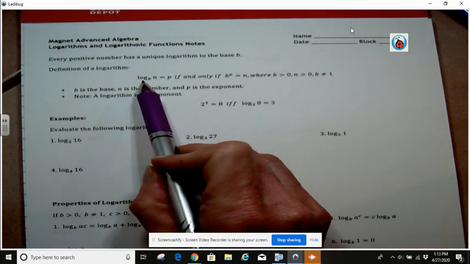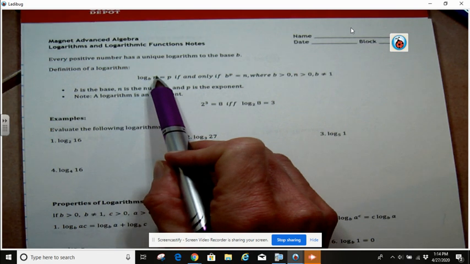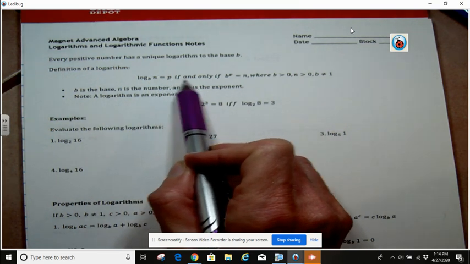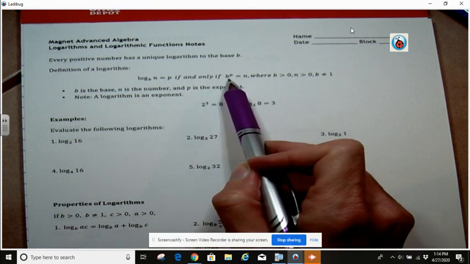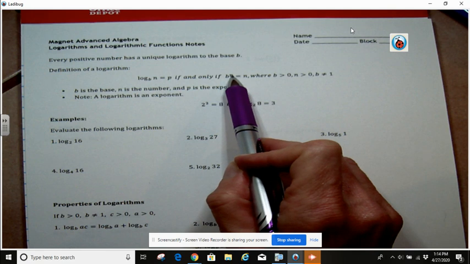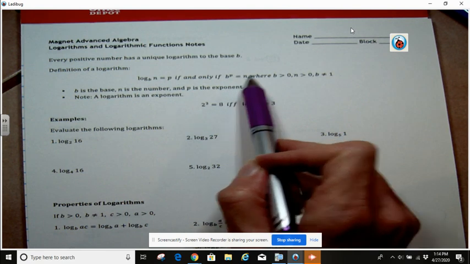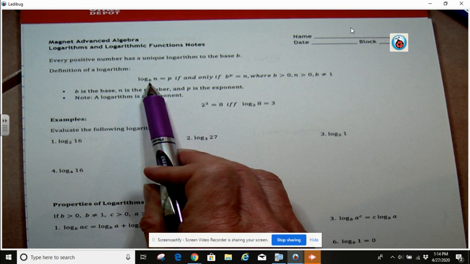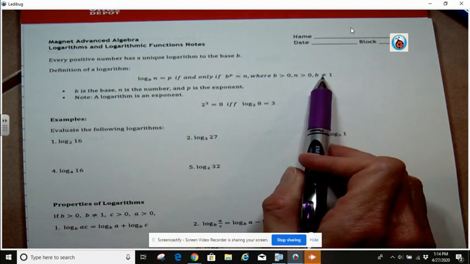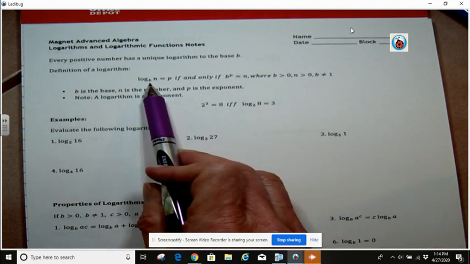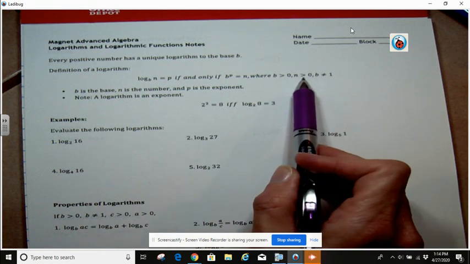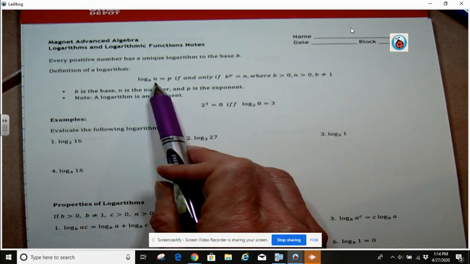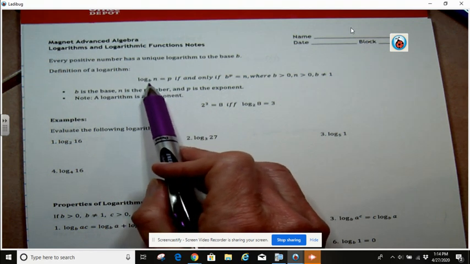So our basic definition: a log to any base of a number is equal to some value if and only if, that means it goes both ways, that same base raised to the value is equal to the number. Now, what's important too is for a logarithm, the base has to be greater than 0. So that means it can't be 0 and it can't be negative. It also cannot equal 1. Again, the base has to be positive and it cannot be 1. And the number next to the logarithm also must be positive. So no negatives over here. In addition, the base cannot be equal to 1.